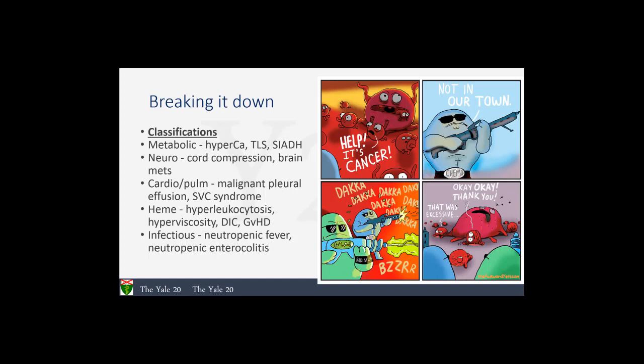Breaking it down, I think it's helpful to organize the issues by the organs. We will not go over everything, but just as a brief overview of the different classifications, you can think of them as metabolic, neurologic, cardiopulm, hematologic, and infectious.